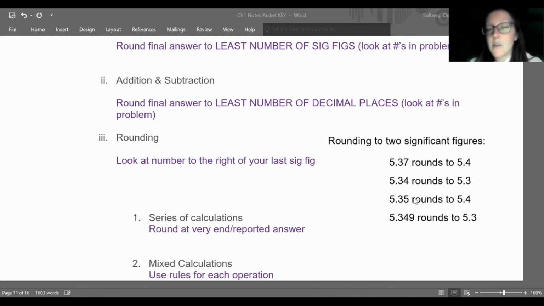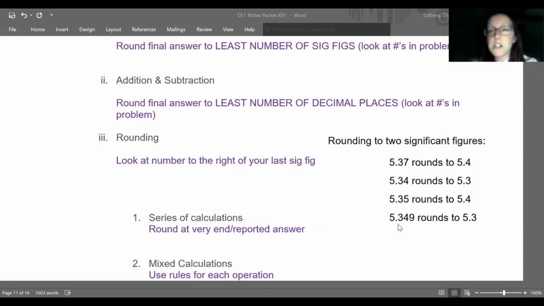5.35, okay, the number after my second significant digit is a 5. I would round it up. So this rounds to 5.4. And if I gave you this number, 5.349, and I said round it, again, I want you to look at the number just directly next to the one you're trying to round. After the 3 comes a 4. So it does not round up. It's just 5.3. Okay, so regular rounding rules.